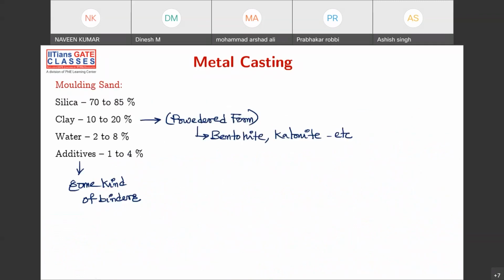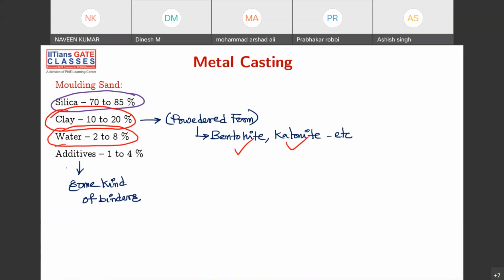Next, molding sand is made up of some ingredients, some kind of a recipe, right? You have to add something. It's not only silica, it's not only sand. Sand is 70 to 80%. Clay is for binding the material, in powdered form. It might be bentonite, kaolinite, whatever it is. Then add a little bit of water. That makes it green sand, moistened sand.